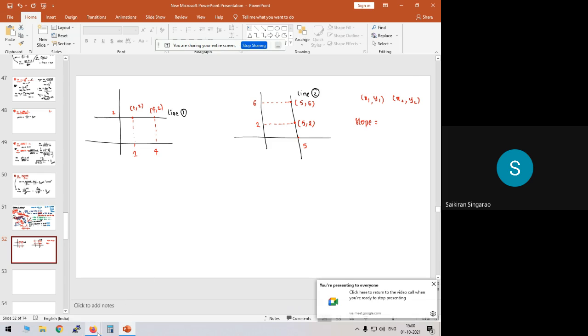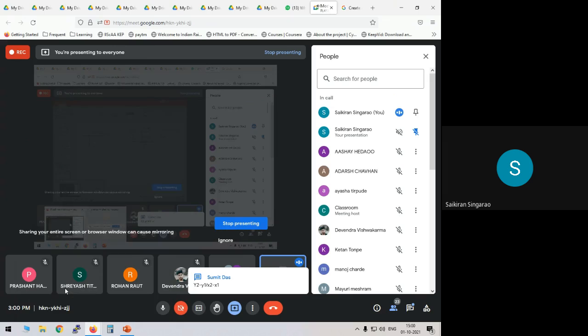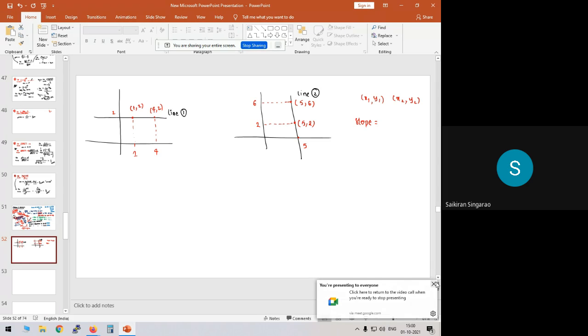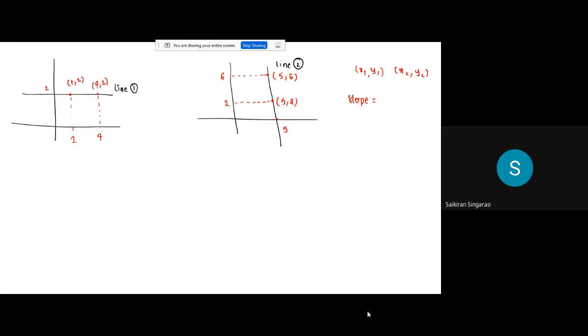If you have 2 points, what is the slope of the 2 points? What is the slope formula? Yeah, very good. Someone has written it is y2 minus y1 by x2 minus x1. So the same thing I will write here: y2 minus y1 by x2 minus x1. The modern way of writing it is change in y divided by change in x. Change in y divided by change in x is nothing but slope.